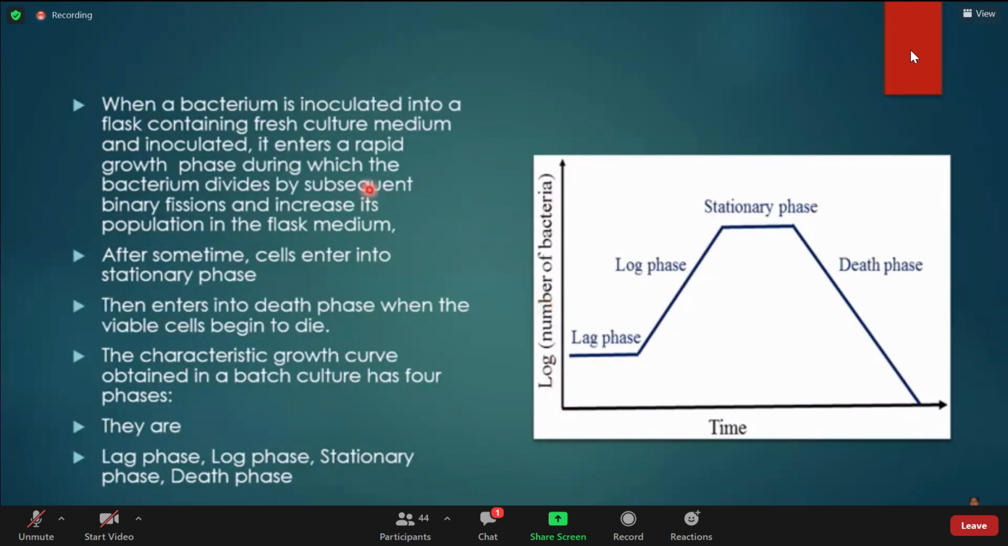Suppose we take all these readings, collect the data and plot a graph, we are going to get the graph called the growth curve. This typical growth curve is obtained by a batch culture system. How many phases does this growth curve consist of? Four phases: lag phase, log phase, stationary phase, and death or decline phase. We had a detailed discussion in another part called microbial growth. You can go through it.